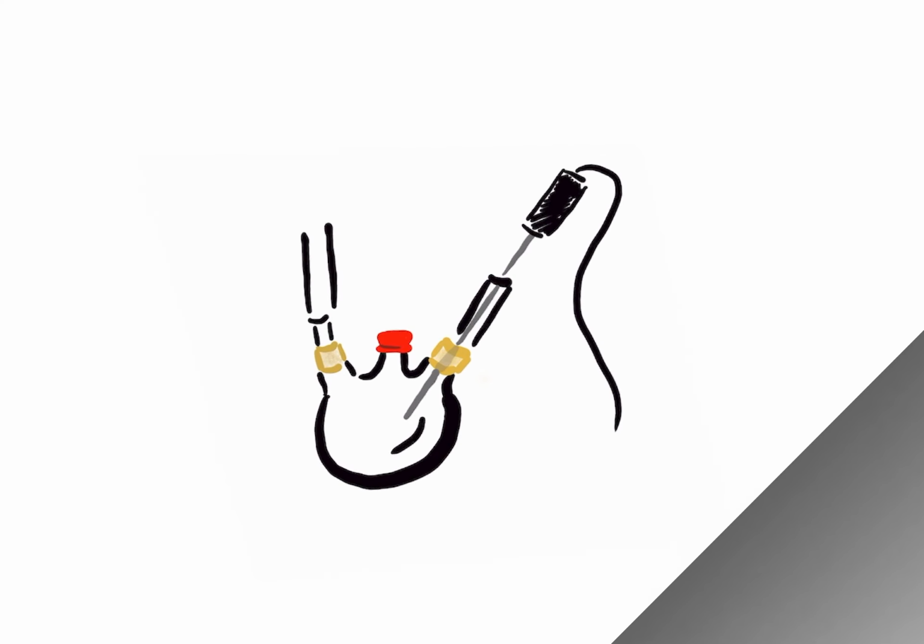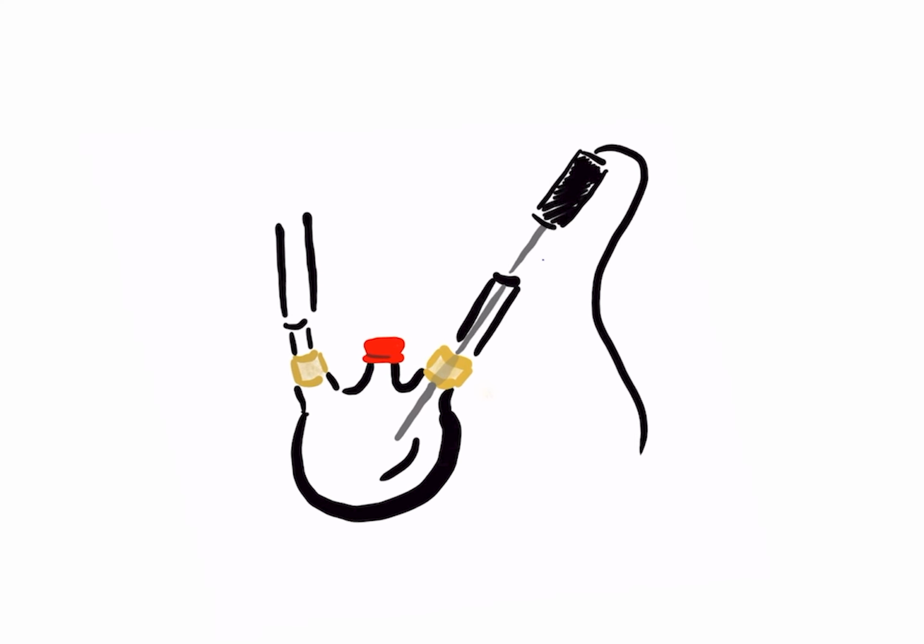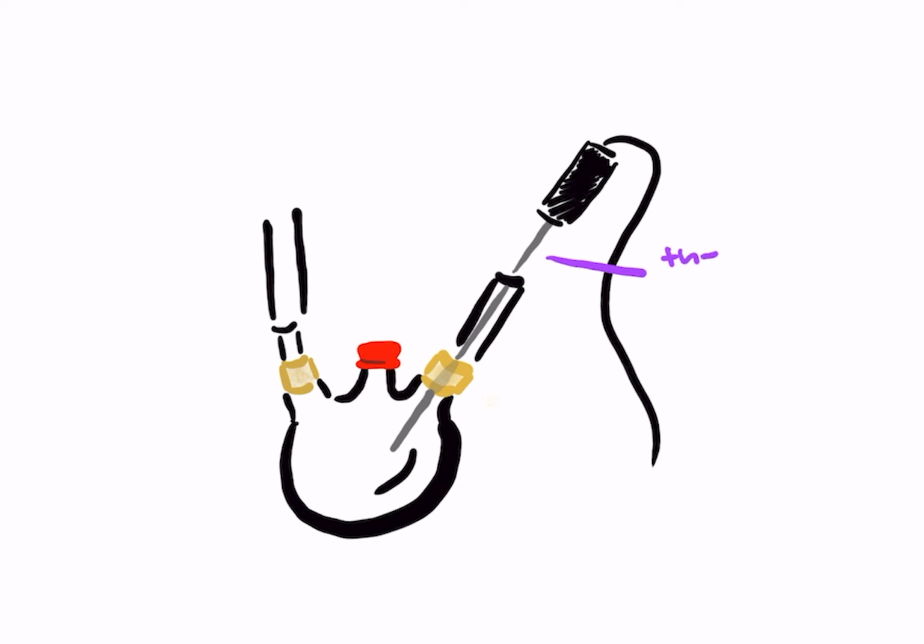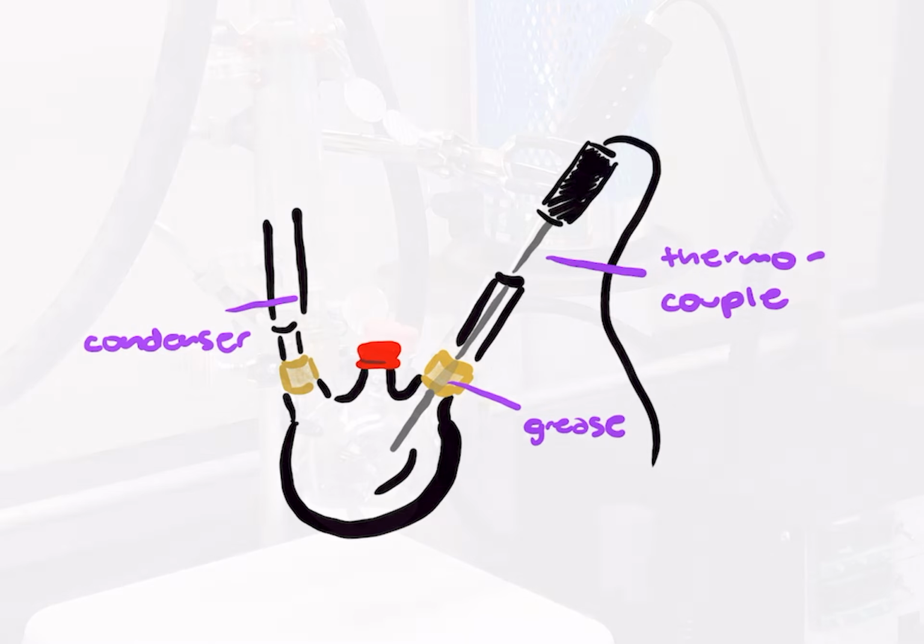We used a 3-neck round-bottom flask, which we added the reagents to, a thermowell to hold a thermocouple, which measures the temperature, and condensers, which connected the 3-neck round bottom flask to the Schlenk line. We assembled the glass using grease, which acted as a seal to prevent any exposure to air during the synthesis.